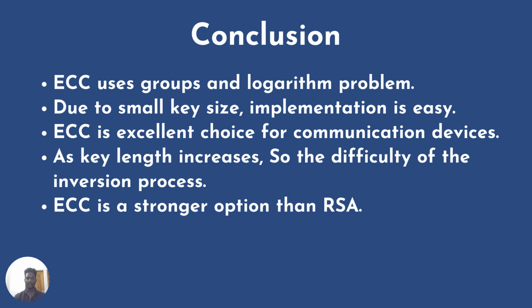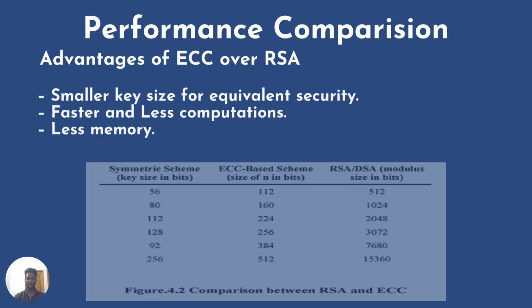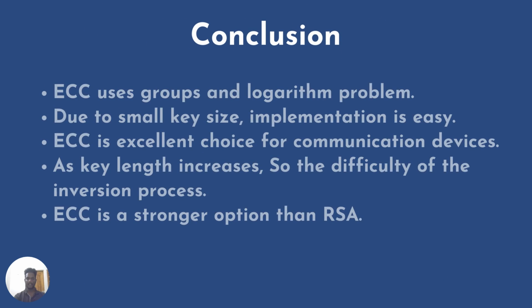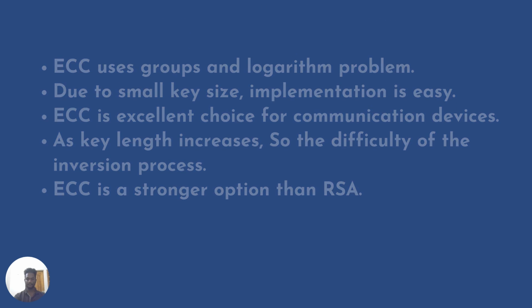And ECC is a stronger option than RSA. We can say this because in this diagram we have seen that a normal scheme uses 56 bits, in ECC it is only 112, but in RSA and DSA it is 512, so there is a big difference between the two. So we can consider ECC over RSA.